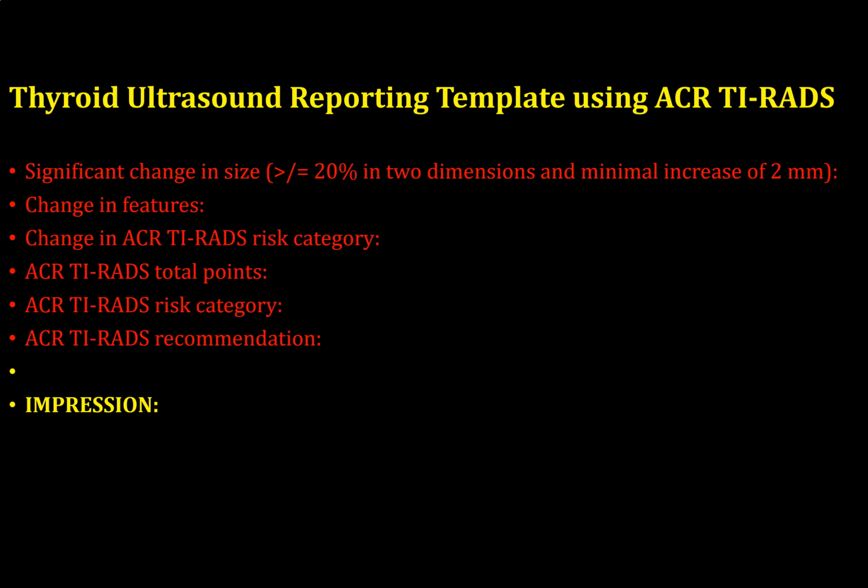This is the third portion of the TIRADS reporting template. ACR TIRADS suggests that a significant change in size occurs when there is either a 50% increase in volume, or there is a minimum increase of 20% in 2 dimensions and a minimal increase of 2 millimeters. There is no specification over what time interval this change must occur.